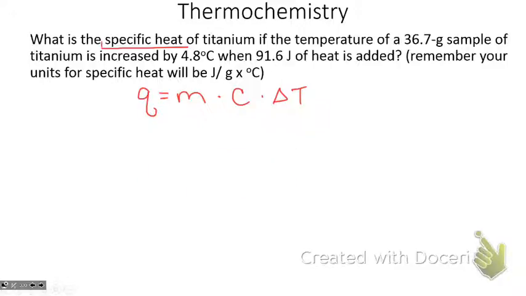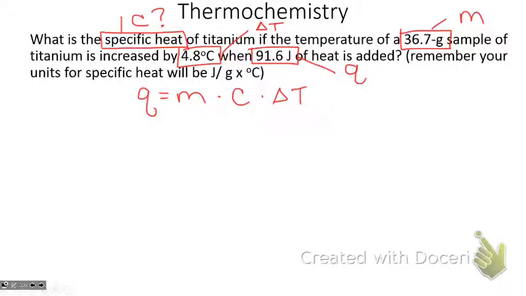So those are my variables here. I can go ahead and label this as C. Actually, I'll put a question mark by it because that's my unknown. It says, what is the specific heat of titanium if the temperature of a 36.7 gram sample, that I can box in and label as my mass, has its temperature increased by 4.8 degrees Celsius, that I can box in and label as my change in temperature. Sometimes they give you a starting and an ending temperature and you have to subtract. That has already been done here for you. So the 4.8 is the difference. And then it goes on to give me 91.6 joules of heat. And my variable for heat in this equation is Q.